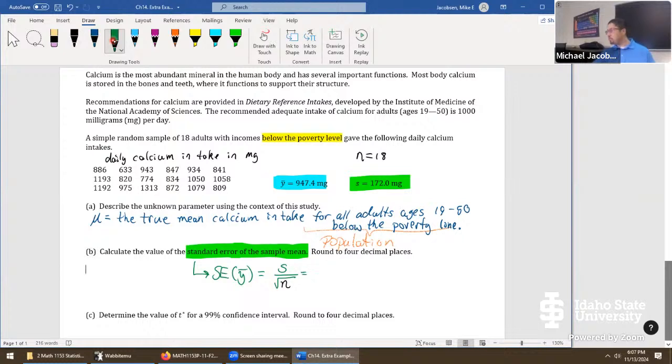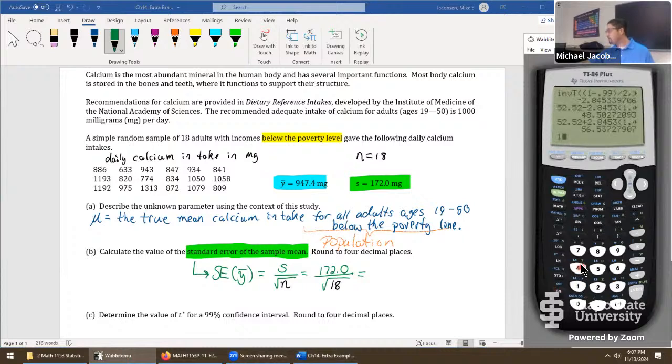So that means in our problem, it's 172.0 divided by square root of 18. And all that gets jammed into the calculator on the next step. So let's go 172 divided by the square root symbol. Square root of 18 is not a very friendly number, but that's okay. Calculator doesn't care. And we have a standard error to 4 decimal places of 40.5408, rounding up.